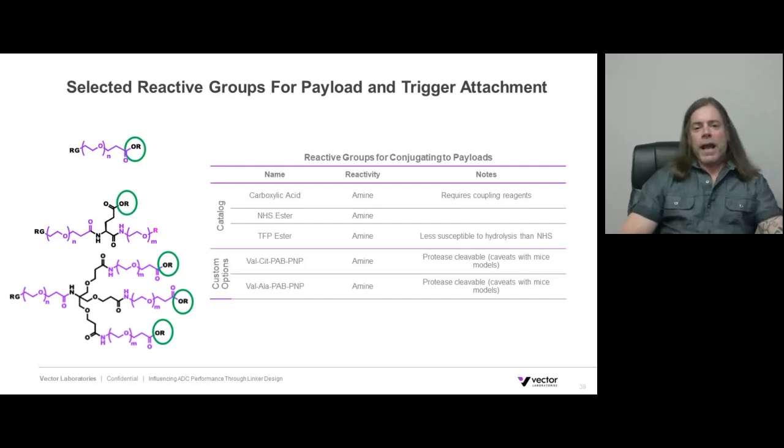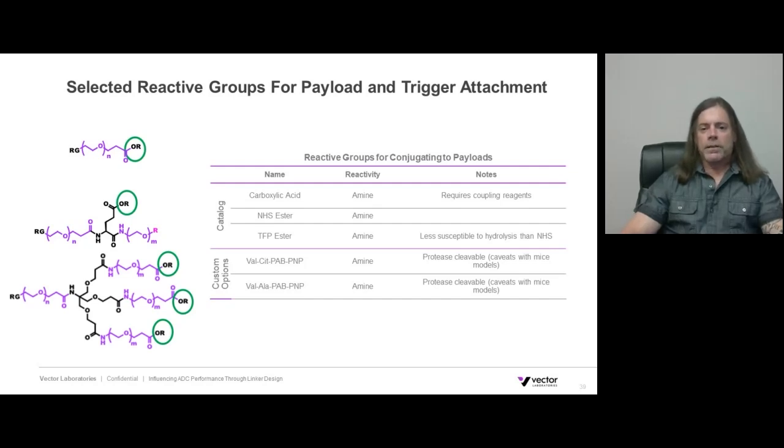Second, we have different reactive groups for conjugating your payload and your cleavable trigger. If you have your own proprietary cleavable trigger, you're probably going to want a carboxylic acid or an active ester. If you're using the standard dipeptide cleavables, those can be provided as the val-cit and val-ala PMP carbonates. We have other groups available for attaching payloads, but right now most common payloads in the clinic are attached via amines and active esters. So I've just restricted it to that for this webinar.